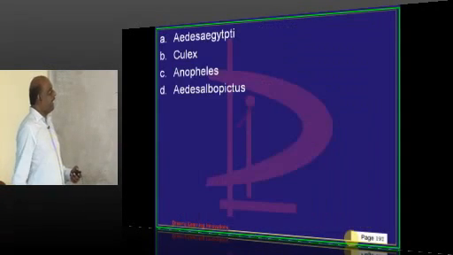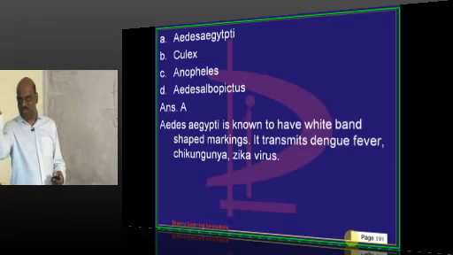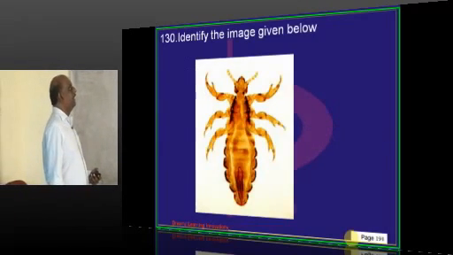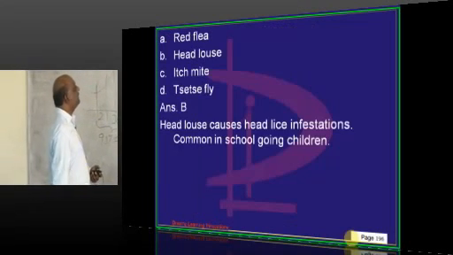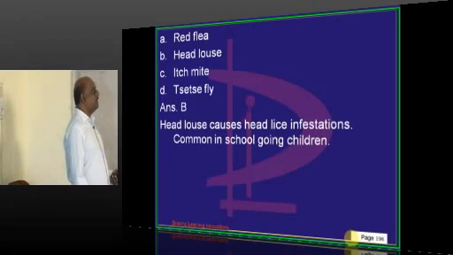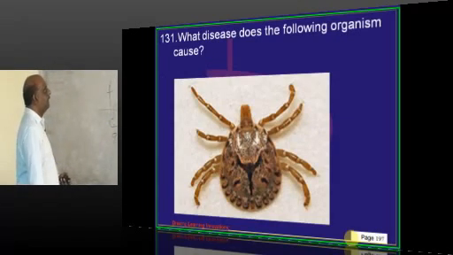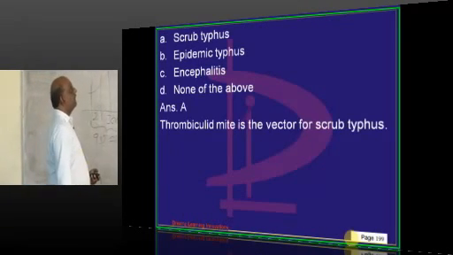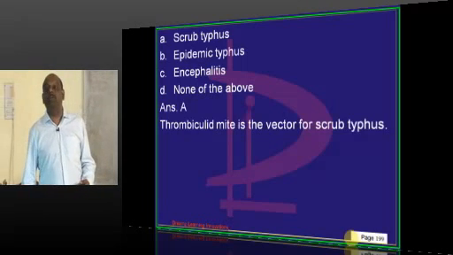Now this is a typical tiger mosquito, Aedes aegypti, because of the stripes that it has. These bugs are the big bugs. So typically this is an example of a head louse. It causes head lice infection in school going children. Now this organism is the scrub typhus causative trombiculoid mite.